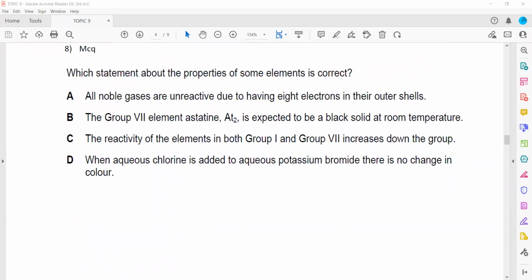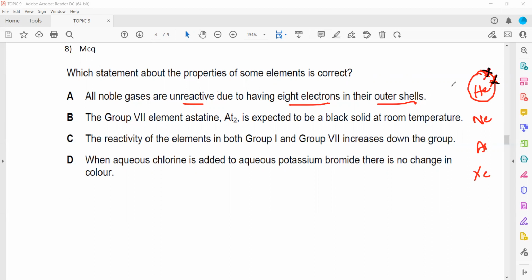In question 8, which statement about the properties of some elements is correct? All the noble gases are unreactive due to having 8 electrons in the outer shell. Look, this statement is not valid, only because of helium. What are the noble gases? We have helium, neon, argon, xenon, krypton. These are all noble gases. But helium has only 1 shell and that has 2 electrons.